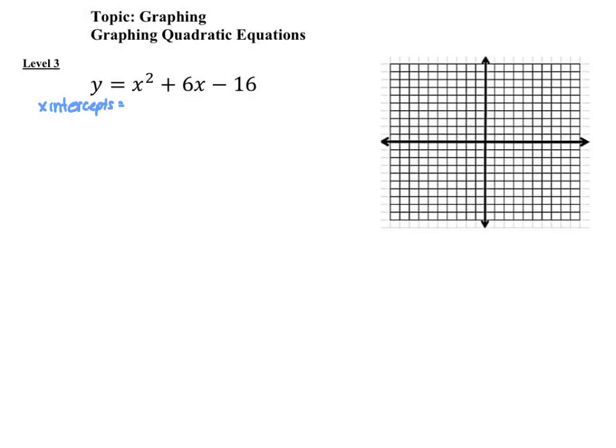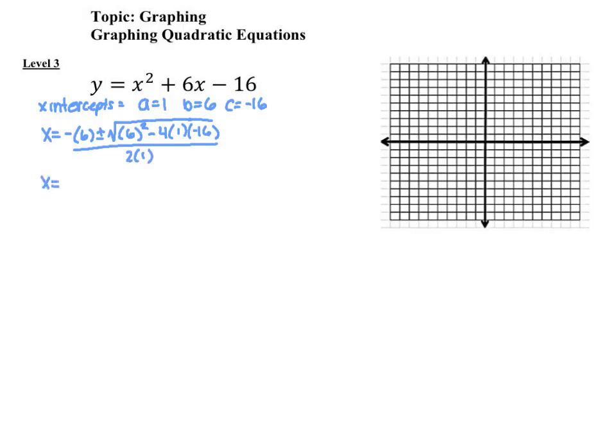So, my a value is going to be 1, my b value is going to be 6, and my c value is going to be negative 16. So I'm going to go ahead and plug that into the quadratic formula. x equals negative b plus or minus the square root of b squared minus 4ac, divided by 2a. So now I'm going to go ahead and simplify this.